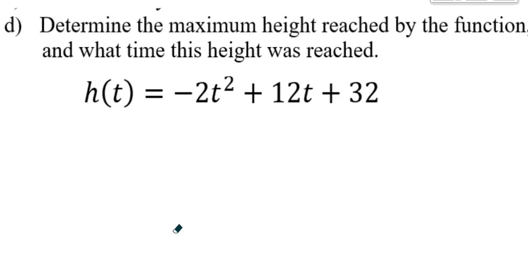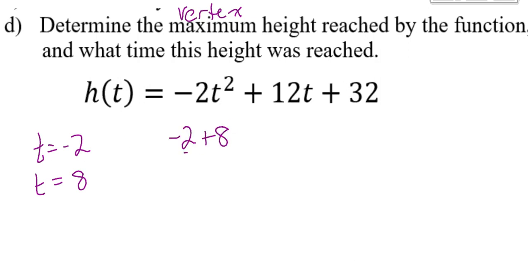And then finally, it says determine the maximum height reached by the function and what time this height was reached. So we know that we're looking for the vertex. And we already have the roots. We already know that the roots are at negative 2 and 8. And if we have the roots, we can simply find the midpoint of the roots. The midpoint of the roots, in this case, negative 6 divided by 3.